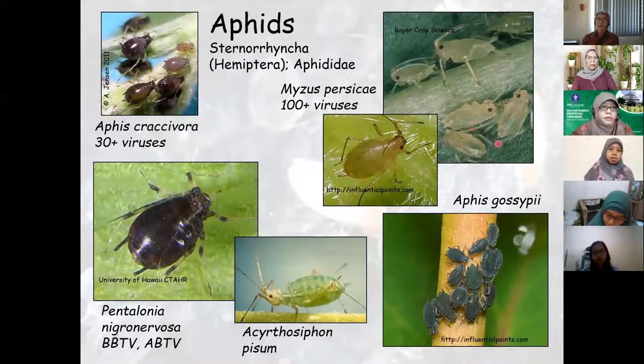What do these vectors look like? These are aphids, the most common type of virus vector. Some aphids have a very wide host range, Myzus persicae, Aphis craccivora, Aphis gossypii. They can feed on dozens and dozens of different species of plants. Myzus persicae, for instance, is known to transmit over 100 different viruses. 30 different viruses recorded for Aphis craccivora. Other aphids, though, are very host specific. The banana aphid has a very limited range of viruses that it transmits, including banana bunchy top virus.